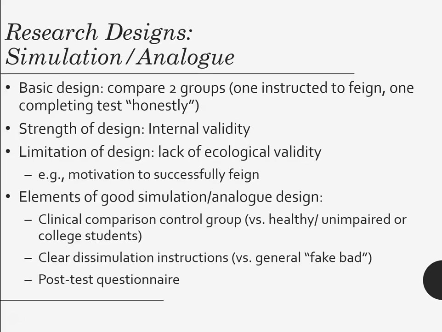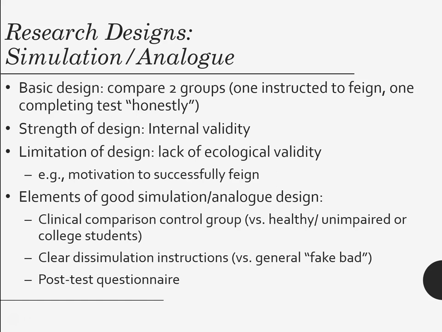So the first is called a simulation or analog design. And it's a pretty basic and easy design to understand. Essentially what you're doing is comparing two groups of people on a particular test. You have an experimental group that you instruct to feign or complete the test under a certain context. So you may say, act like you have PTSD while completing the following test, or act like you have schizophrenia, or fake bad. And that group is compared to a group who's supposed to complete the test under genuine or honest instruction. So complete the test honestly.